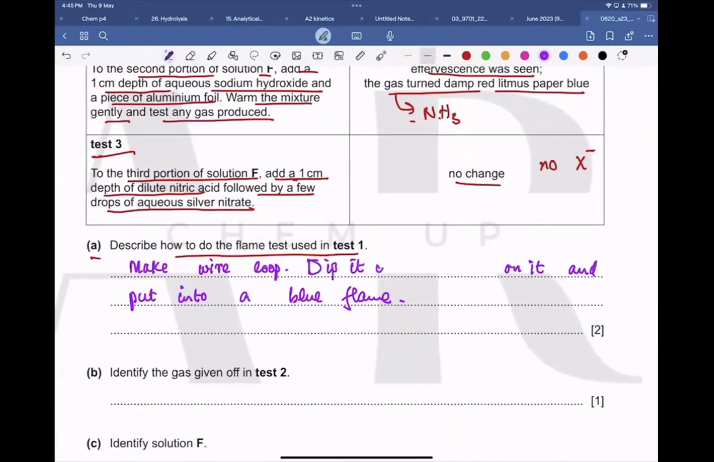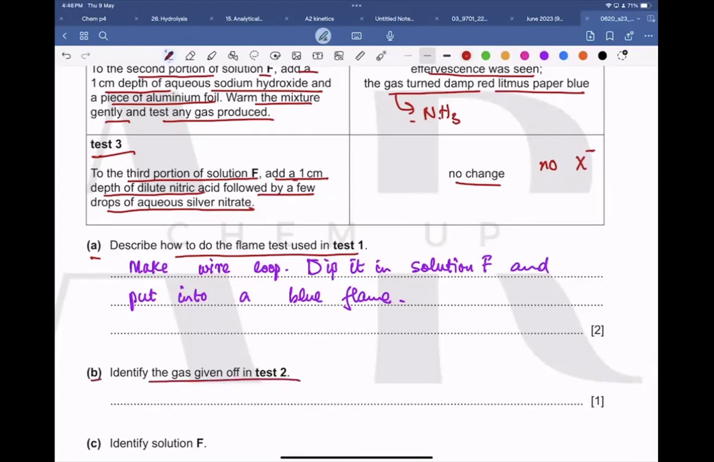Dip it in solution. If it's a solid, then you can write that. And put it into a blue flame. Okay, and if there is a solid, then we take the crystals by dipping or by immersing that wire loop into that solid.